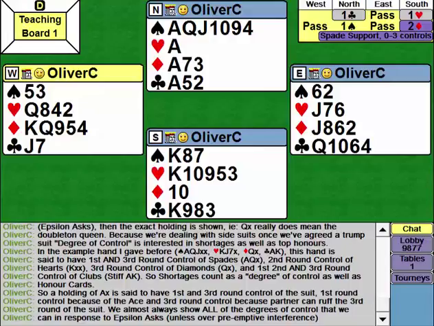Okay, any question on degrees of control? As I've said during the explanation there, a lot of these relate to specific asking bids. Degrees of control, we're always looking at epsilon. Length of the suit, we're normally looking at gamma. Controls, generally, we're normally looking at beta or zeta, and to a lesser extent, alpha, and so on. Any question on anything I've covered so far? Okay.